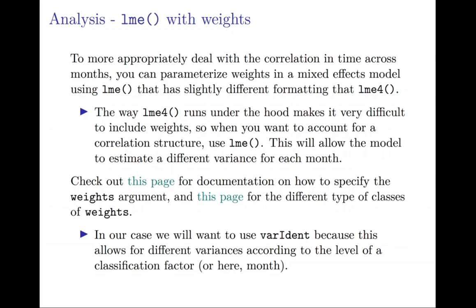So check out this page for documentation on how to specify the weights argument, and this page for different types of classes of weights. There are a bunch of different ones. But in our case, we're going to want to use the class varIdent because this allows for different variances according to the level of a classification factor. And so in our case, we have different variances per month, so that's why we're going to use varIdent.